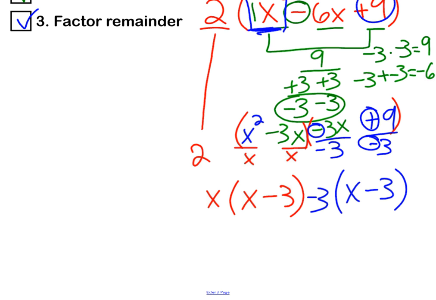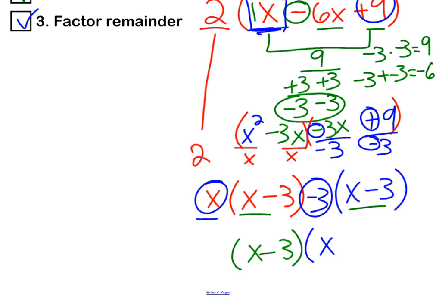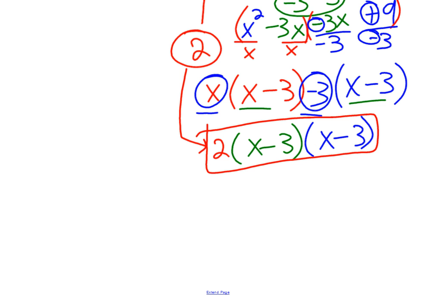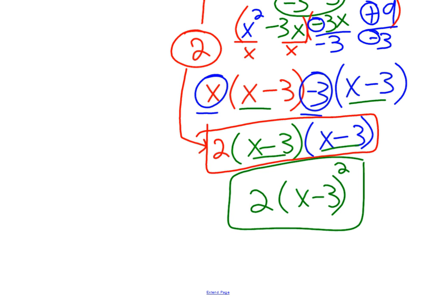Now I know that my first part of my answer is what repeated, which is x minus 3. The second part of my answer is going to be my GCF, x from the first one minus 3 from the second one. And then I also make sure I have my GCF from the original part of the problem. So this is my final answer. One thing to notice, these factors repeat, so I would write my final answer as 2 times x minus 3 squared. And there you have it, is your final answer.